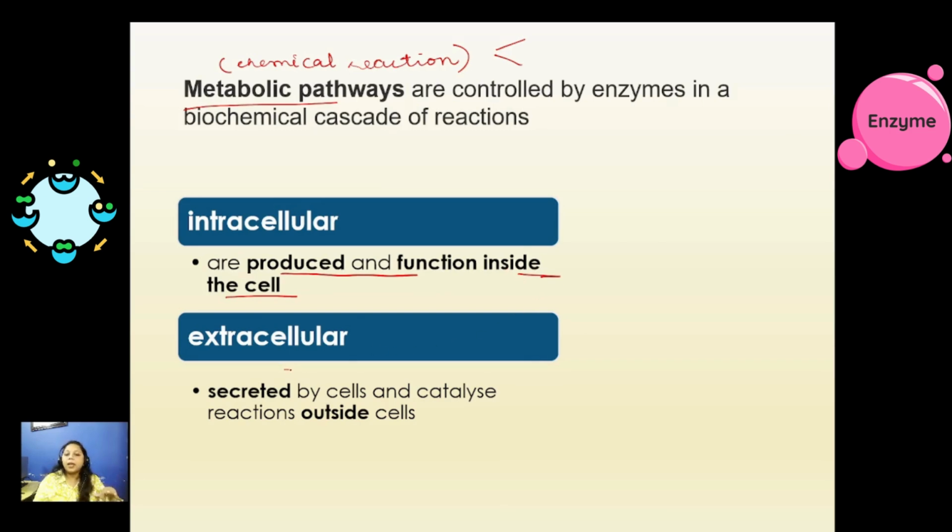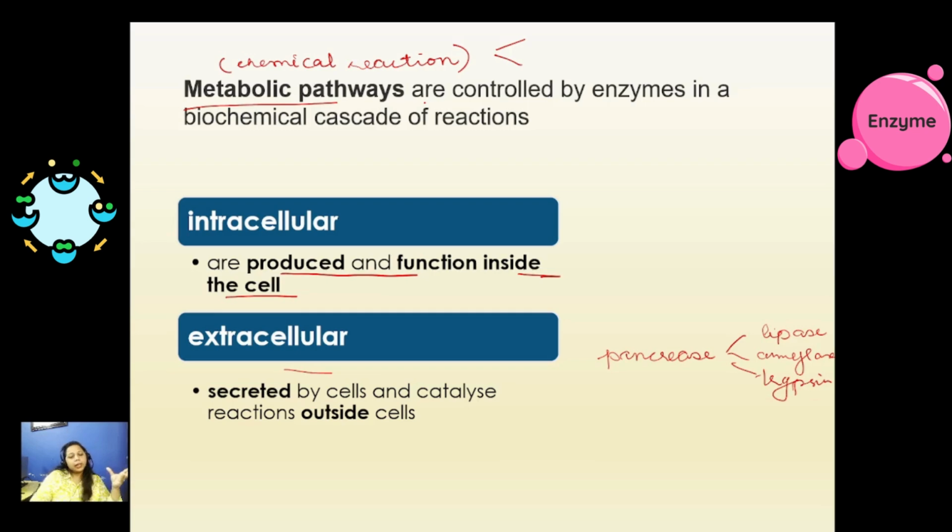While extracellular enzymes are secreted by one organ but used somewhere else. For example, you are very well familiar with the pancreas. The pancreas releases pancreatic juice, which contains different enzymes like lipase, amylase, and trypsin. These do not act in the pancreas. Rather, they travel to the very first part of the small intestine, the duodenum, and act over there. So these are the extracellular ones. This is the main difference.